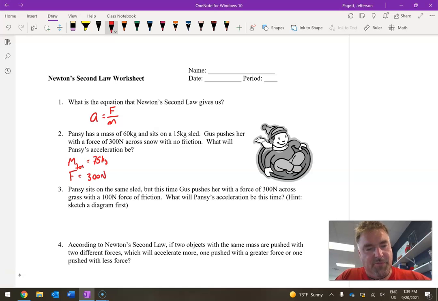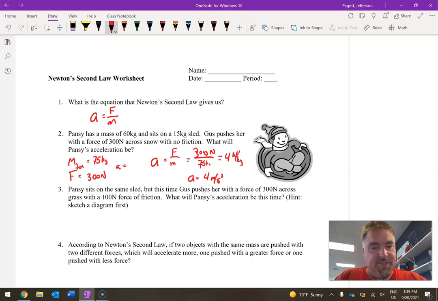And so since we're looking for the acceleration, you'll notice I've gone back to the GUESS method. There's my givens, there's my unknown. And so I'm going to use acceleration is equal to the force divided by the mass. So a force of 300 newtons divided by a mass of 75 kilograms will give us an acceleration of 4 newtons per kilogram, or more commonly known as 4 meters per second squared.